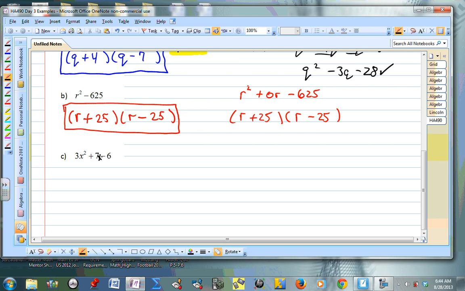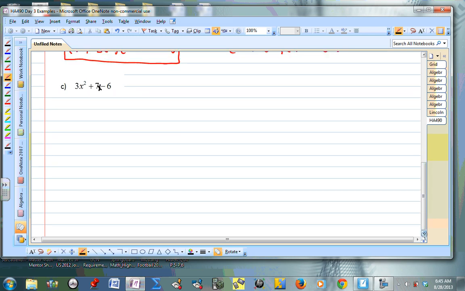Now, when I was in high school, the way we did this was by guessing and checking. That's fine if that's how you like to do these problems. But I'm going to show you an algorithm that will work anytime you have a trinomial whose leading coefficient is different than 1. Here's what we'll do.